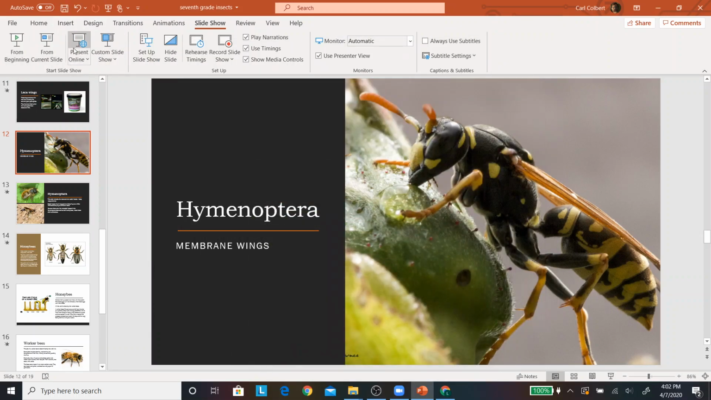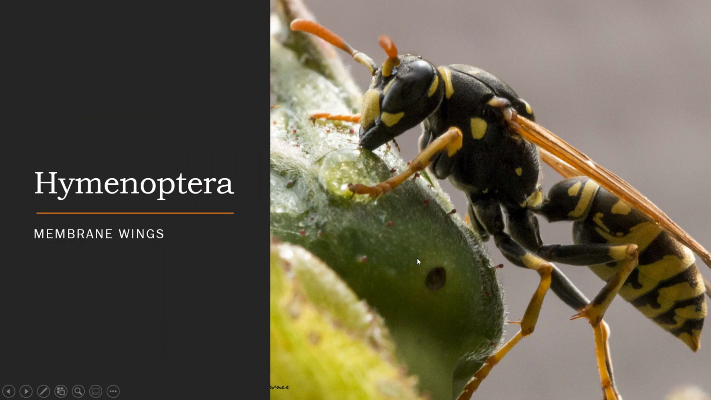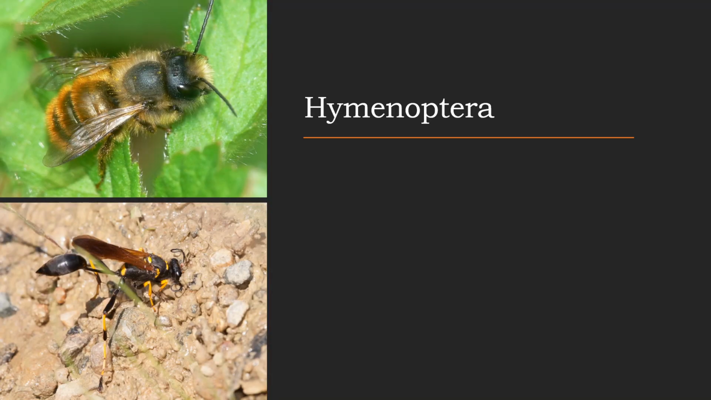And today we're going to be talking about the Hymenoptera class of insects. Now, the two words that come together to create Hymenoptera are hymen, which means membrane, and ptera, which means wings. And so when you put them together, you get the membrane wing insects. Pretty simple. Now, Hymenoptera are very interesting because they're also very social for the most part.